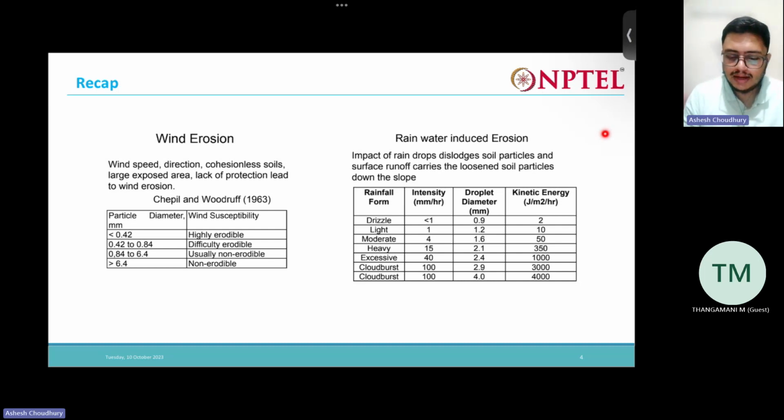Then we have rain induced erosion. Here the rain is classified based on its intensity and droplet diameter.